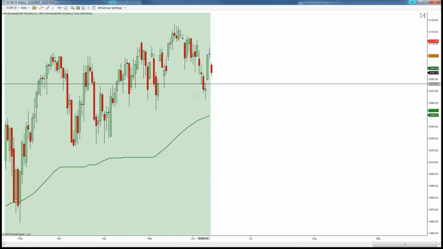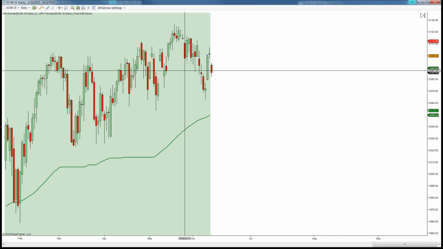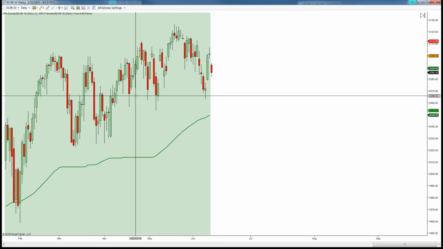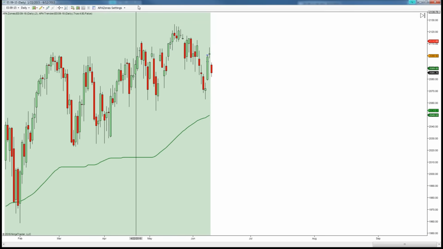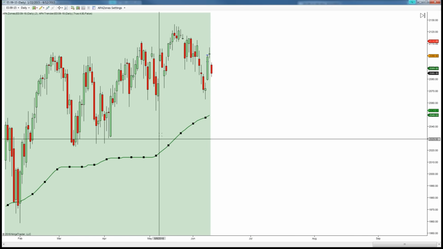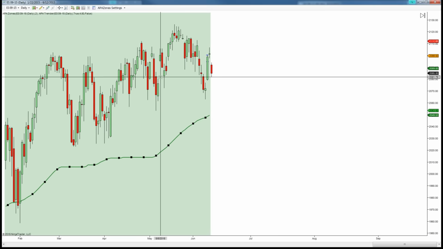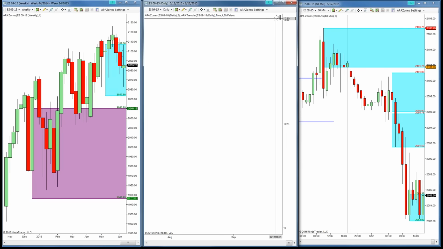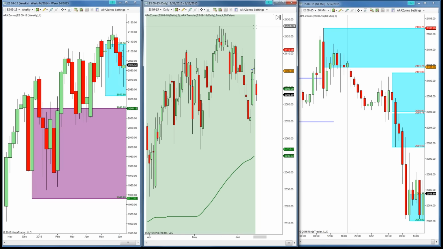I still would play this as an overall trend, even though it's extremely rangy. Overall trend is to the upside, just like what the trender is showing us here. So looking to buy the pullbacks to the upside. Buy low, sell high. We really want to keep it that simple.